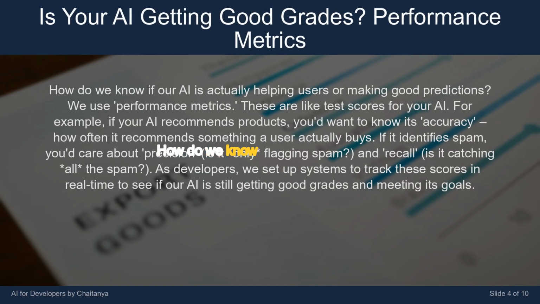How do we know if our AI is actually helping users or making good predictions? We use performance metrics. These are like test scores for your AI. For example, if your AI recommends products, you'd want to know its accuracy, how often it recommends something a user actually buys. If it identifies spam, you'd care about precision. Is it only flagging spam? And recall, is it catching all the spam? As developers, we set up systems to track these scores in real time to see if our AI is still getting good grades and meeting its goals.